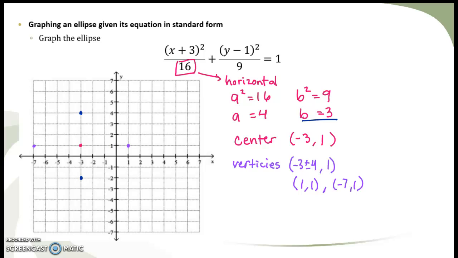And now to graph it, I don't need the foci necessarily, even though the foci will help me form my graph, or my points along the graph, so I can just connect from here and say, this is my ellipse. If I draw it in nicely, it'll look like a nice ellipse. So that is how we graph an ellipse in standard form.